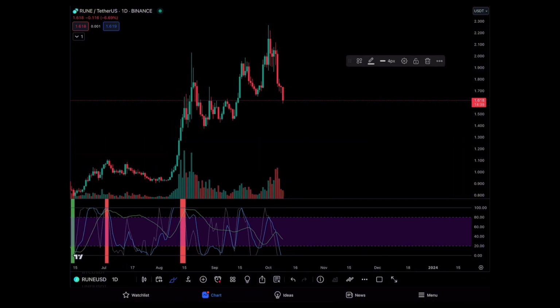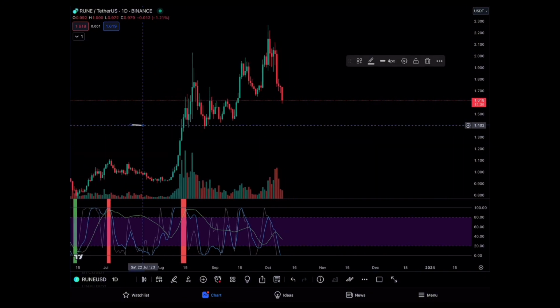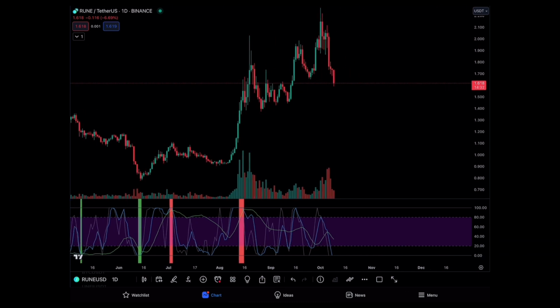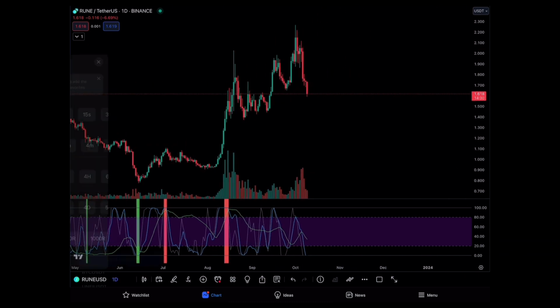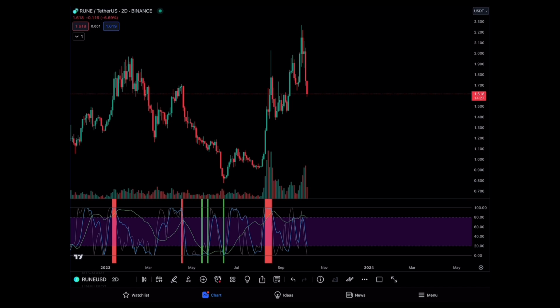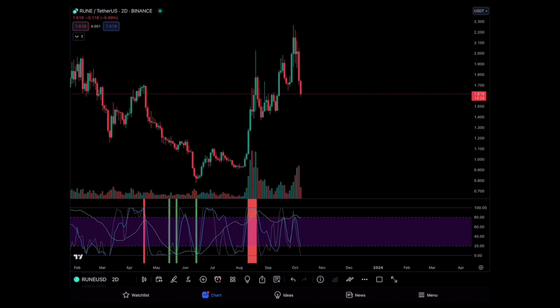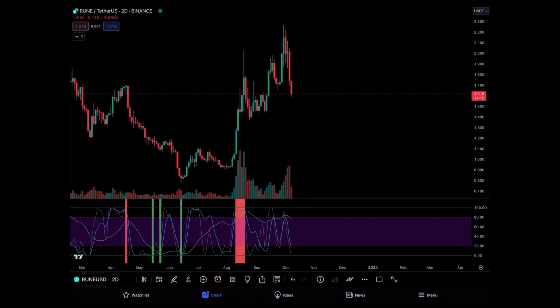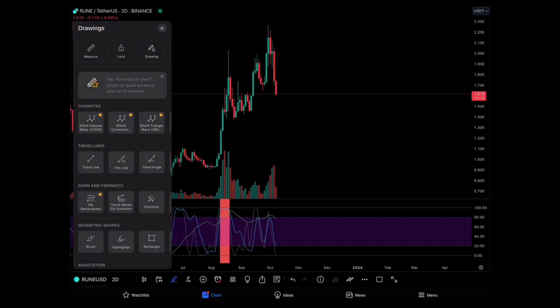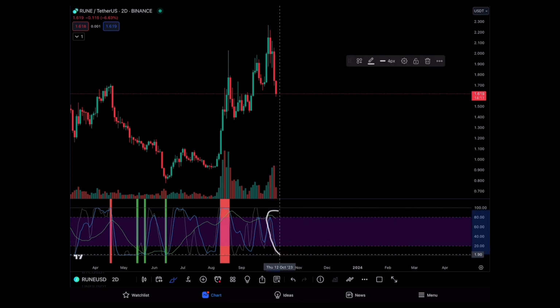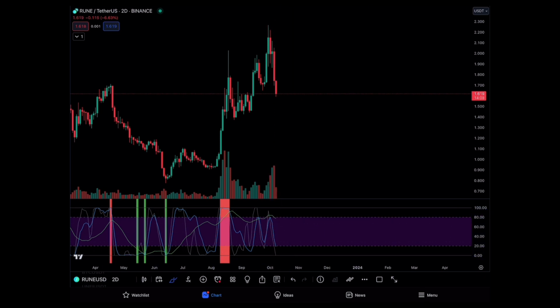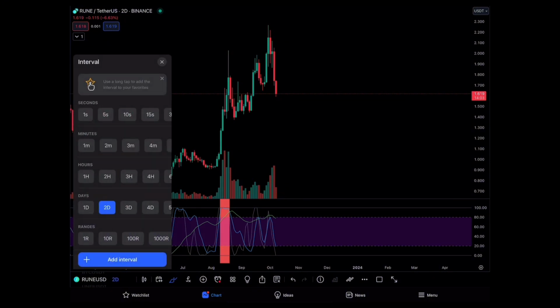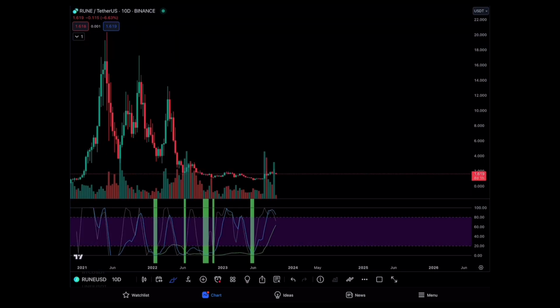THORChain. So for THORChain, let me start with the time frame. I think this one was visible on a higher time frame starting from the 2 day, and there what you can see is simply that this one had this last wave down. So for scalps you should be looking at a long, but before doing that, let's just examine the 10 day.